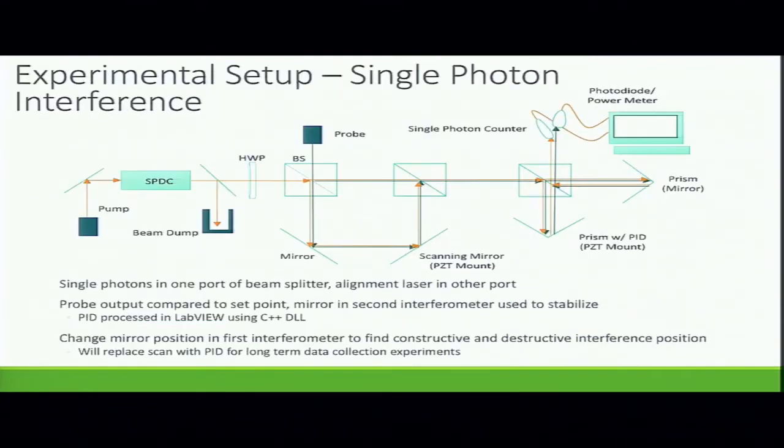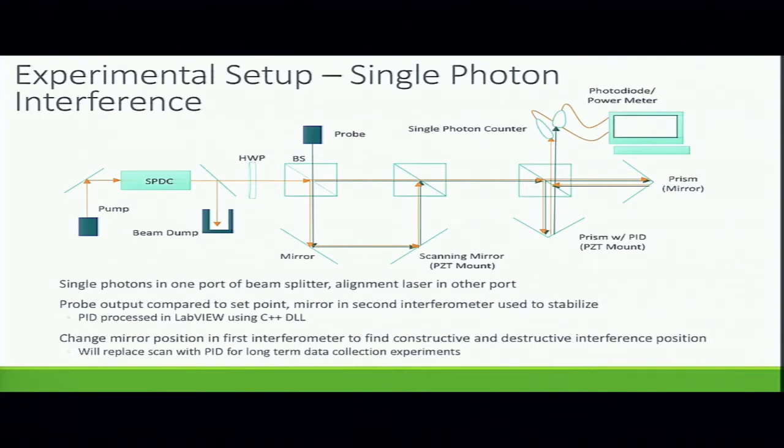This is our experimental setup. In this particular project, we were looking at single photon interference, but this is similar to the setup that we'll use for our long-term data collection experiments. Each interferometer in our system is equipped with a mirror mounted on a piezoelectric controller, a PZT. In our first interferometer, this mirror is just scanned across the 3.5 micrometer range of our PZT so that we can see our constructive and destructive interference.